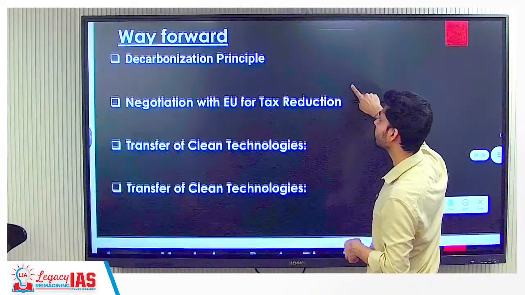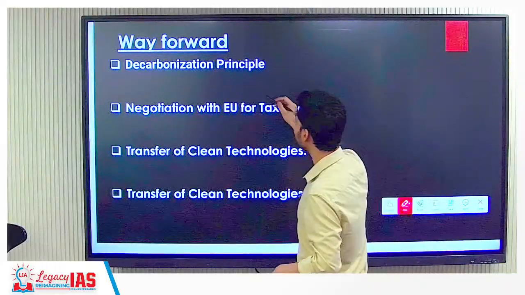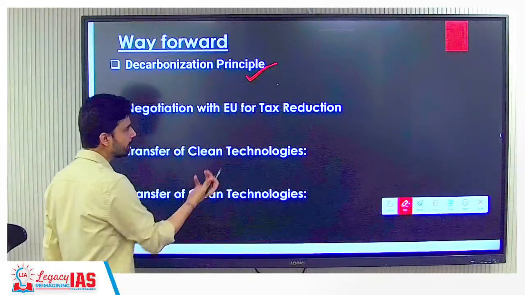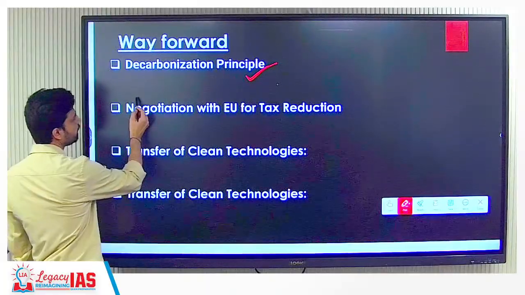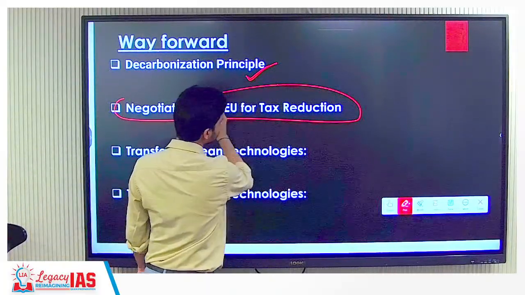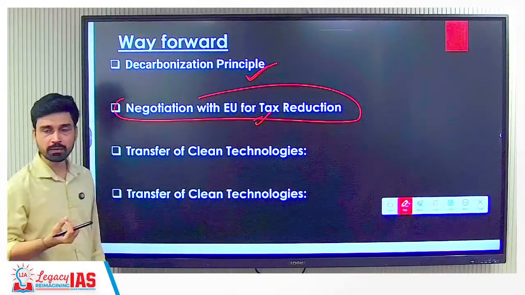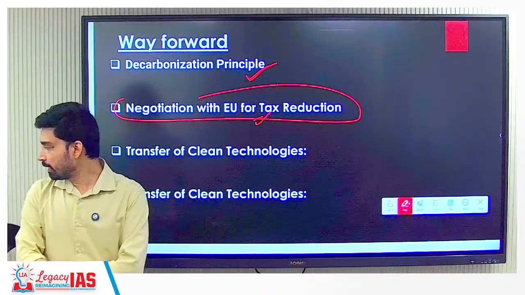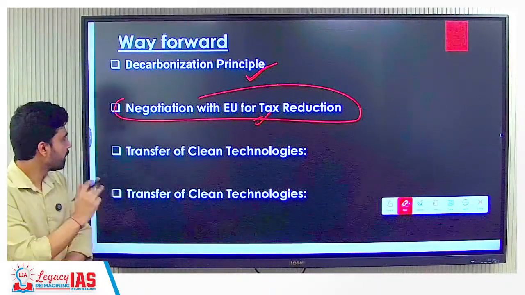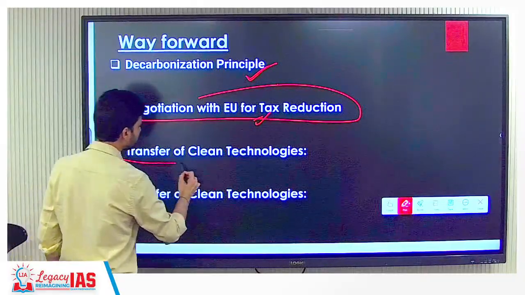Now what is the way forward? The simple decarbonization principle you have to follow: you have to migrate and switch toward green energy. Negotiation with the European Union, for what? Reduction of tax. The carbon tax they are charging, for every country, can vary, so that we can try to reduce it, at least for a short period of time.